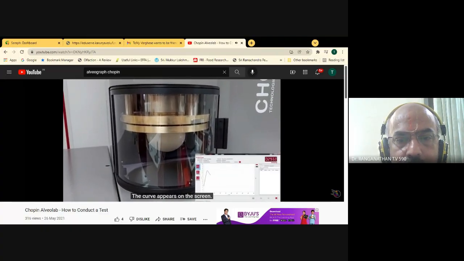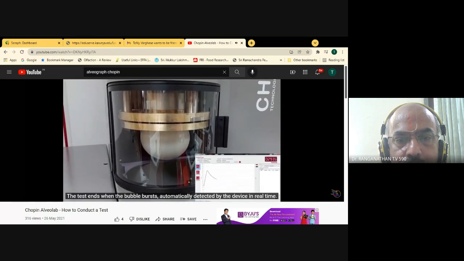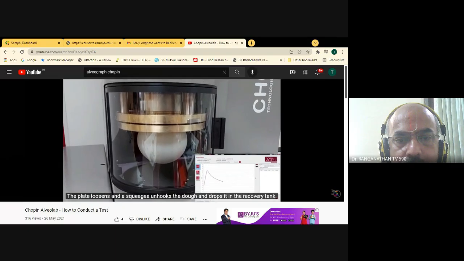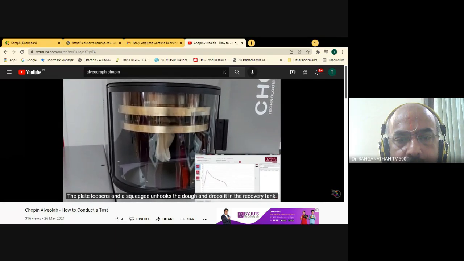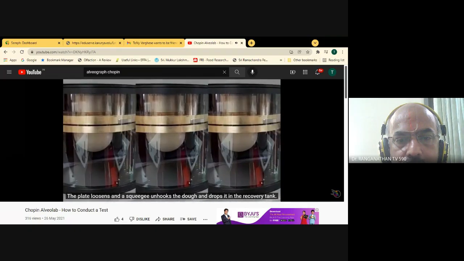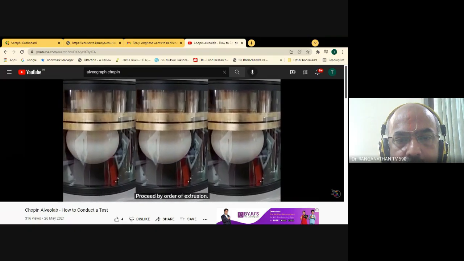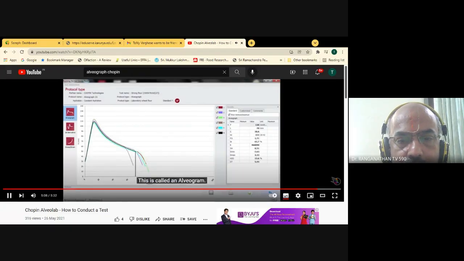The curve appears on the screen. The test ends when the bubble bursts, automatically detected by the device in real time. The plate loosens, and a squeegee unhooks the dough and drops it in the recovery tank. Repeat these operations on the 4 remaining dough pieces. Proceed by order of extrusion. The results are measured from the average of the 5 curves obtained. This is called an alveogram.